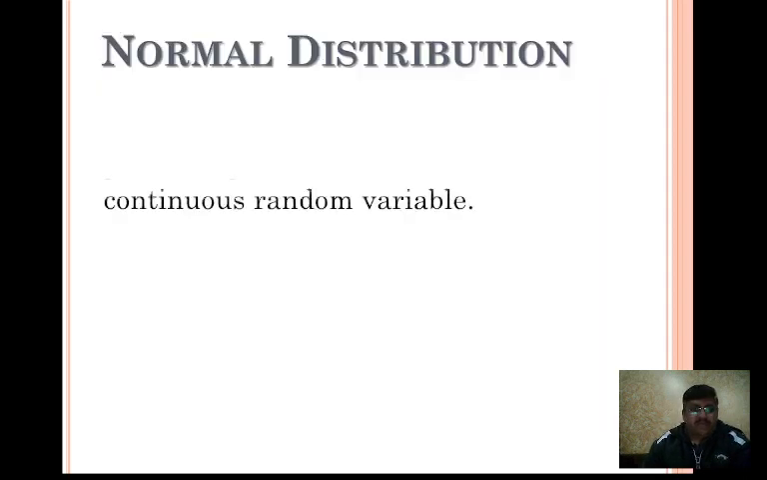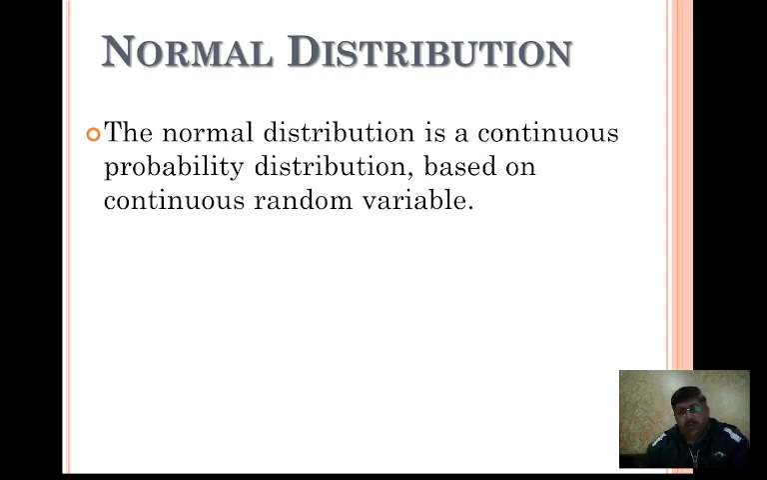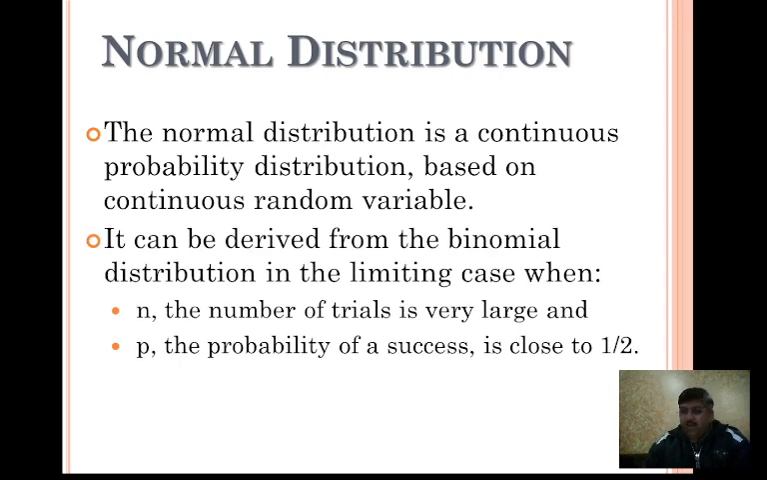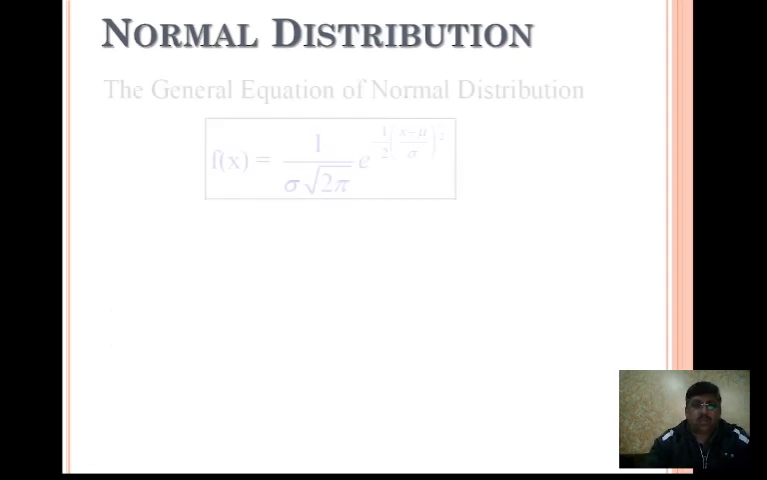Moving to the next. What is the normal distribution? The normal distribution is a continuous probability distribution based on a continuous random variable, and it can be derived from the binomial distribution in the limiting case when n is sufficiently large, or n is very large, so this n is tending to infinity. So the point is: normal distribution arises when n is large and tending to infinity, and the probability is close to half, near 1/2 or 0.5. Then the normal distribution came into existence.